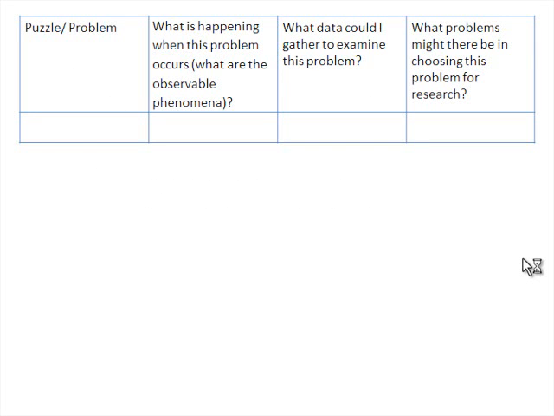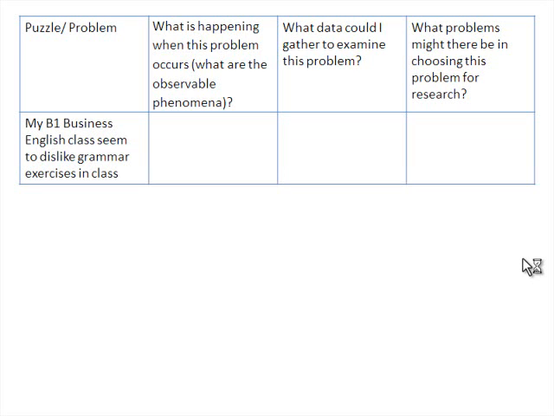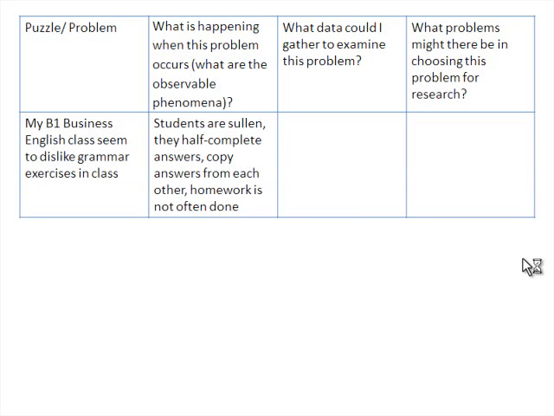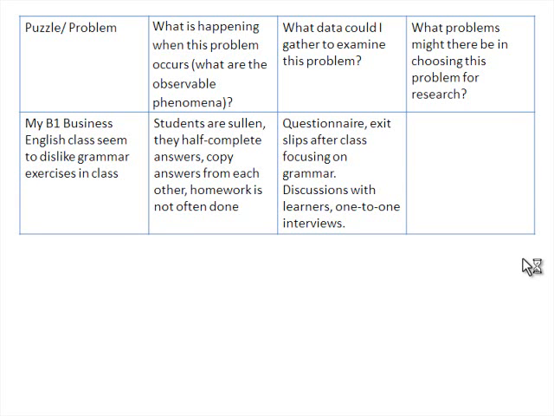So let's look at an example of another puzzle. My B1 Business English class seemed to dislike grammar exercises. They're sullen, they half complete answers, they copy answers, and homework is often not done. What data could I gather? I could give them a questionnaire. I could gather exit slips after classes focusing on grammar, discussions, and maybe one-to-one interviews.